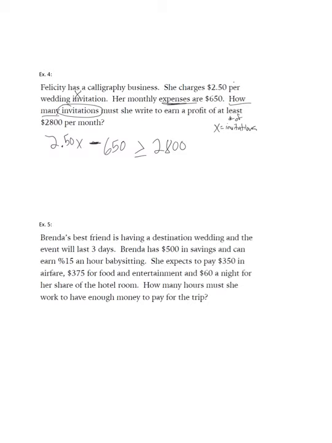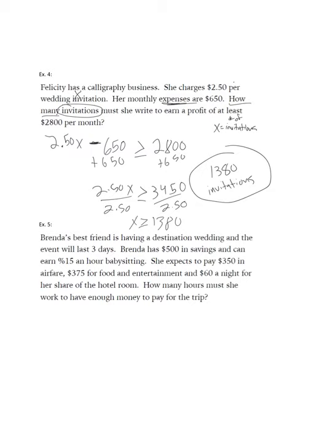So now that we have our inequality set up, we're going to solve using our opposite operation, so we're adding 650 to both sides. And then dividing by $2.50. Here we see after we solve that inequality, we get the number of invitations has to be greater than or equal to 1,380.